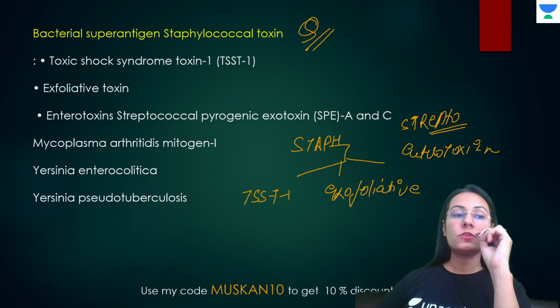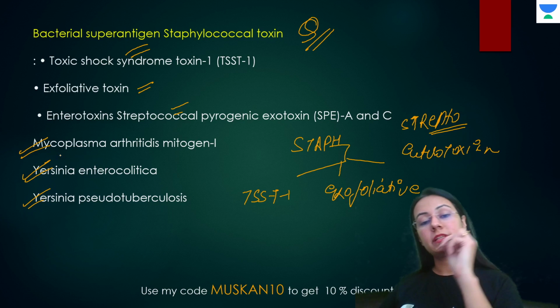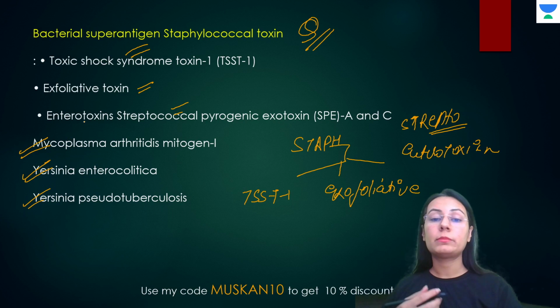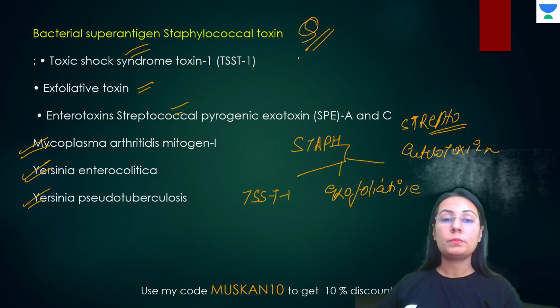Okay. Now exfoliative toxin, TSST and enterotoxin. Besides these, there are also Yersinia enterocolitica, Yersinia pseudotuberculosis and Mycoplasma. These are all the organisms we have to remember by heart: Staph is there, Strep is there, Yersinia and Mycoplasma.